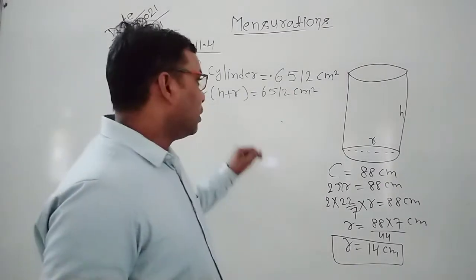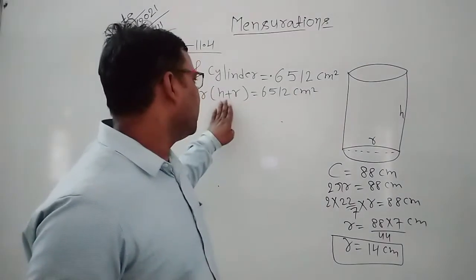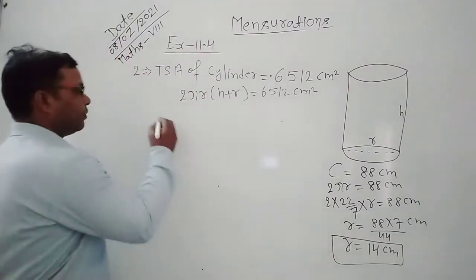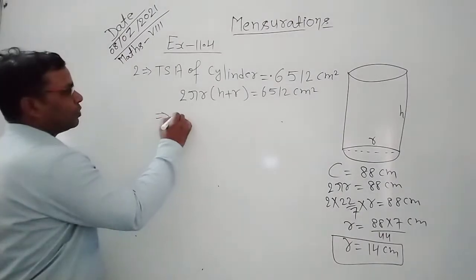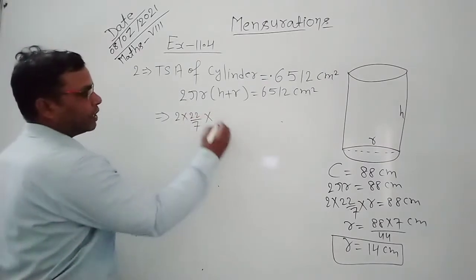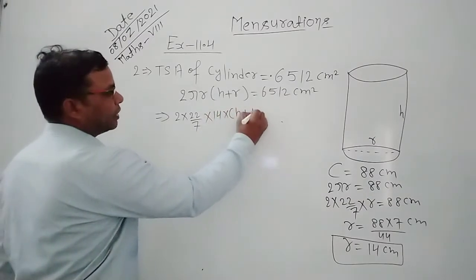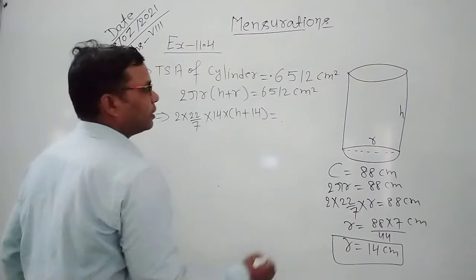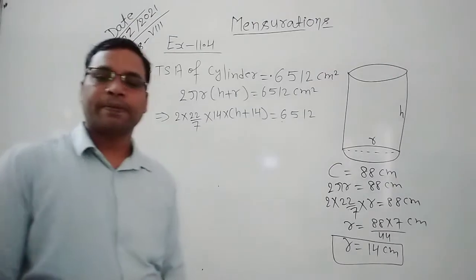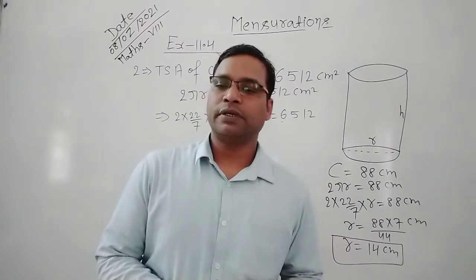But here we have 2 pi r into h plus r. So here you put the value of r from here. Then this implies that 2 into the value of pi, 22 by 7, into r, which is 14, into h plus r, where the value of r is 14. This is equal to what? 6,512. This is clear.